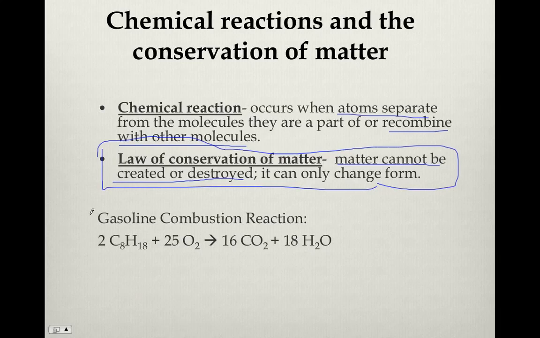Down here we have a gasoline combustion reaction, where you're taking gasoline, mixing it with oxygen, you have a little spark here, and then you get CO2 and H2O, or water. The matter that composes the reactants on this side is the same amount of matter that you get on the product side. So it's the law of conservation of matter. Nothing's created or destroyed in that reaction.